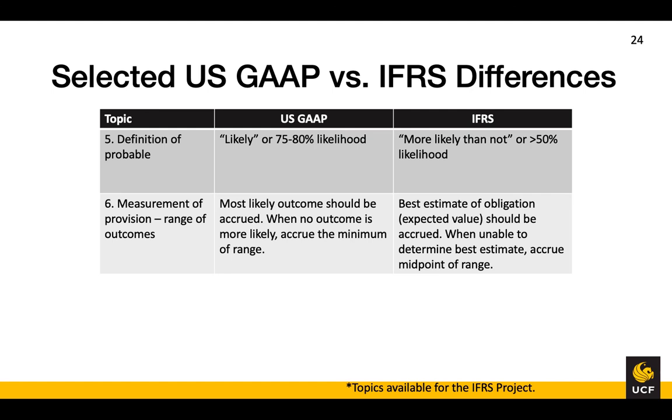Under IFRS, management should record their best estimate of the future outcome, but if they are unable to determine a best estimate from the range, they should record the midpoint of the range. In reality, the difference between the most likely outcome and a best estimate is probably not significant. However, the difference between recording the lowest point of a range versus the midpoint could be quite material.